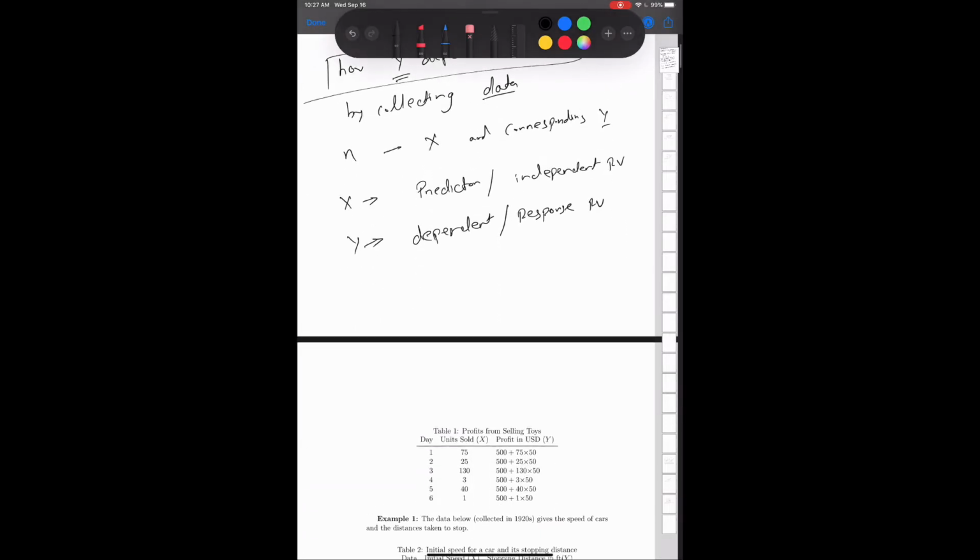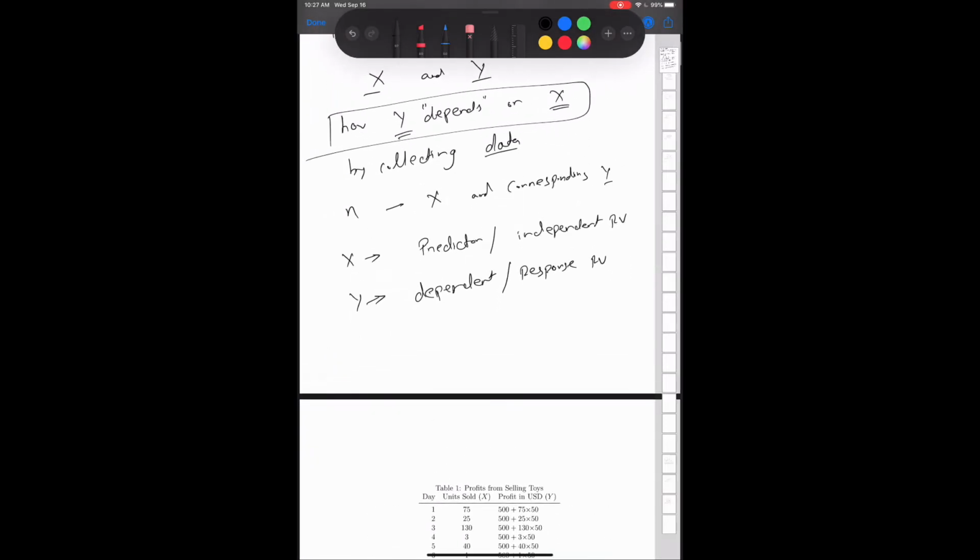Let's think of it this way. x could be the dosage of a drug, and y is the amount of relief in pain. The question is, how does the dosage affect the relief in pain? What if you took 1 ibuprofen or 2 ibuprofen or 3 ibuprofen or no ibuprofen, and y is the amount of pain you are in, right?